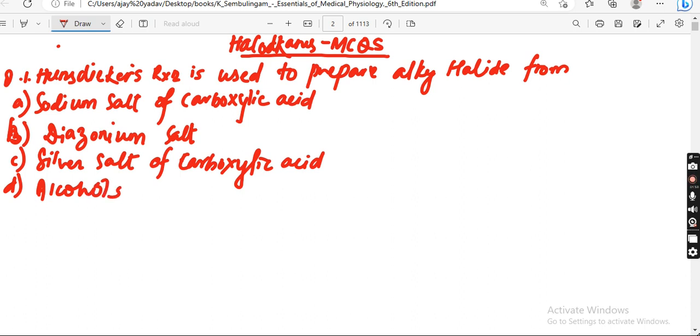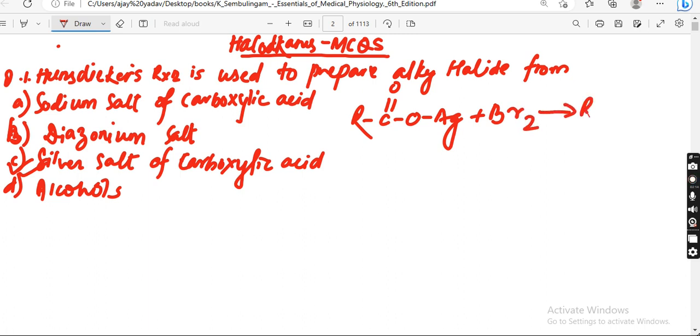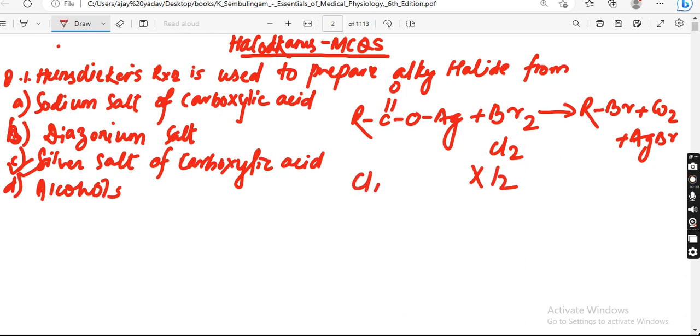Okay, so we know this Borodin-Hunsdiecker reaction actually uses the silver salt of carboxylic acid, RCOOAg. It is reacted with bromine to give RBr plus CO2 plus AgBr. And here we can also use chlorine but not iodine. So this method is used to prepare either chloride or bromide, not iodide. Are you getting it?